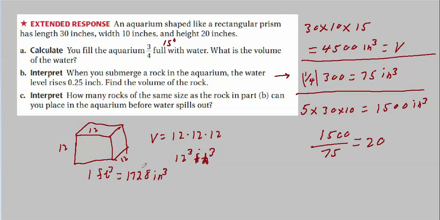So if we wanted to, we could figure out how many gallons it took to get this aquarium 3/4 full. Because the previous problem told us that it was 7.48 gallons in a cubic foot. So if we were to take this number here and divide it by 1728 and then multiply that by 7.48, and what do we get? 24, 25 gallons, something like that. It kind of makes sense. I think a standard aquarium would hold that much.